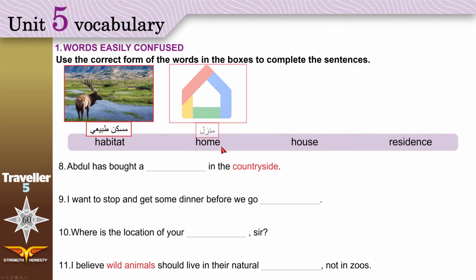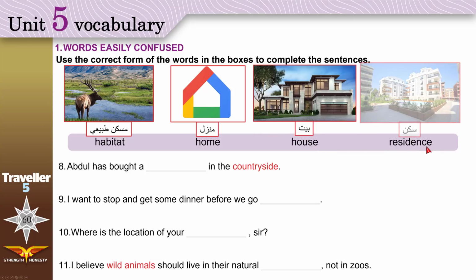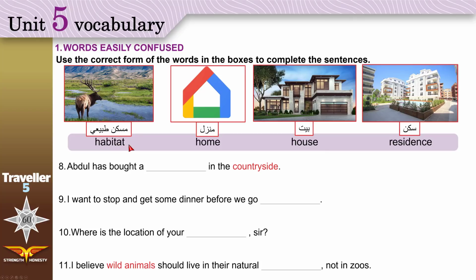Habitat. Home. House. Residence. Habitat is a place where a particular creature can live naturally. So we can say that the natural habitat for lions is the jungle, not our houses, not the cities. That is not the natural habitat. Home. Home is the place where you live and you feel that you belong. House. House is a building that usually consists of 2 levels, level 1 and level 2, and usually one family live in this house, in this building.